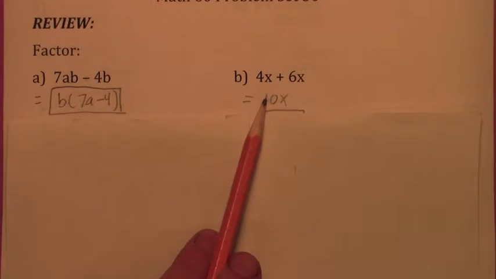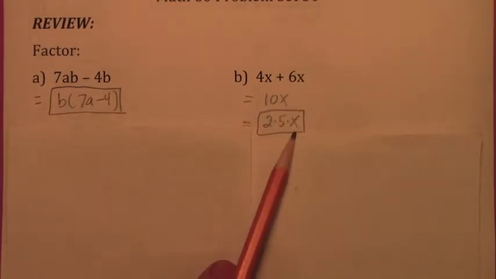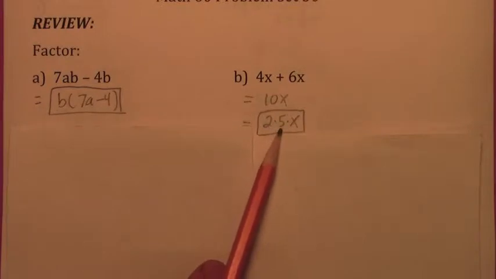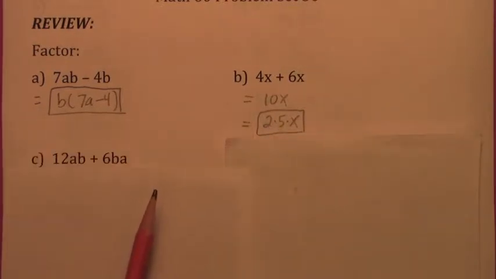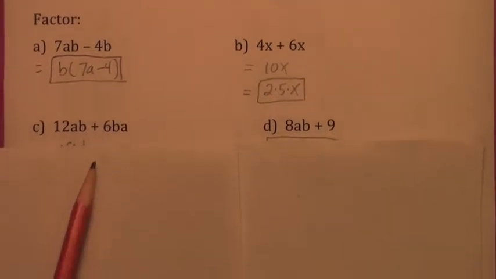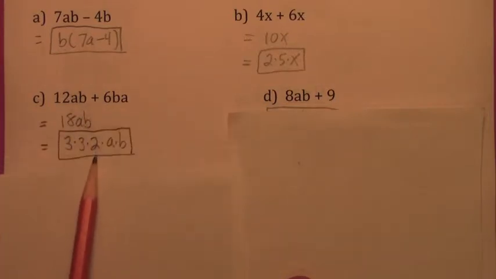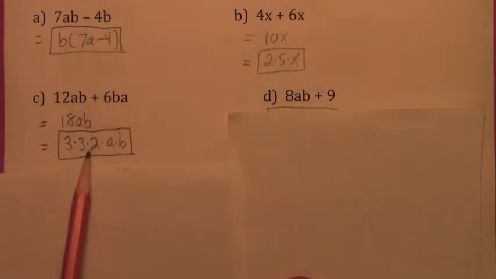Here, they're like terms. You actually would combine them, and then you'd factor this into primes. There's three factors here. 2 is a factor, 5 is a factor, and x is a factor. On this one, what do you do here? You would probably combine. I think those are like terms, aren't they? So you get 18ab, and you could factor that using primes.